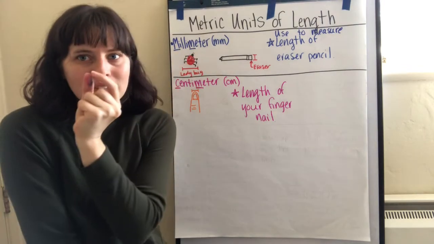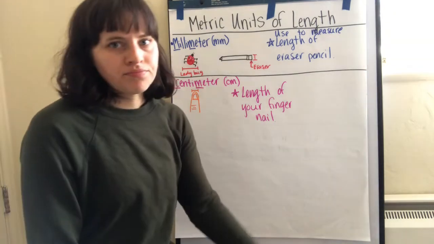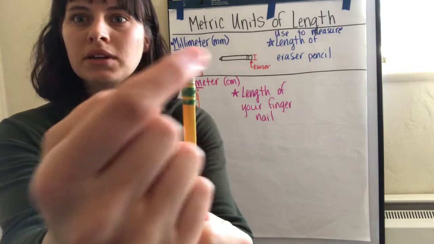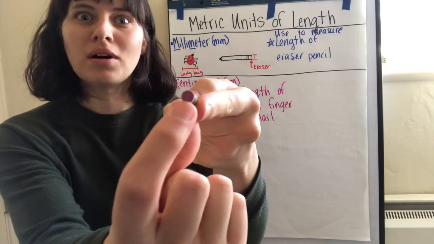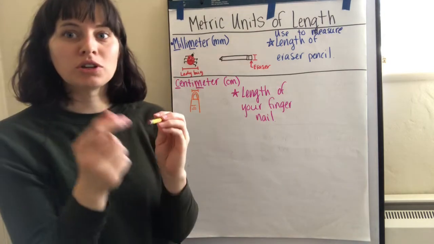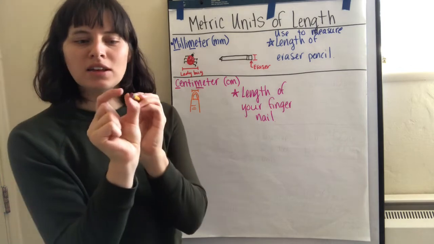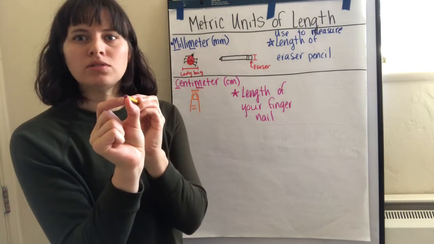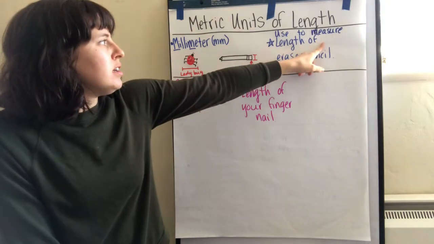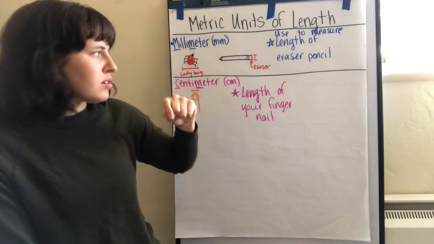And millimeters are really teeny tiny. And if you wanted to measure like the eraser on your pencil, you would use millimeters. It's really small. And if you would want to measure like a ladybug, you would want to use millimeters. I don't know how many millimeters they are, right? It depends. But that's the unit you would use, millimeters. It's teeny tiny. So you would use millimeters to measure like the length of a pencil eraser.